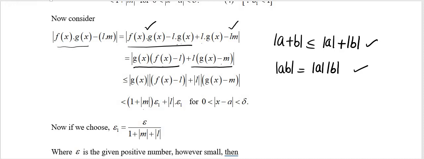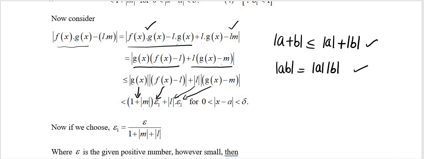This one is strictly less than epsilon 1 plus mod L as it is. This is strictly less than epsilon 1, for 0 less than mod x minus a less than delta. Observe, mod g of x is strictly less than 1 plus mod m. Modulus of f of x minus L is less than epsilon 1, mod L as it is. Modulus of g of x minus m is less than epsilon 1.